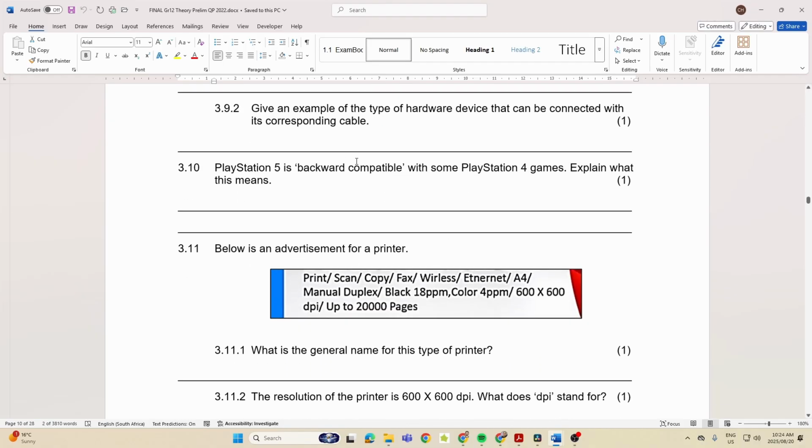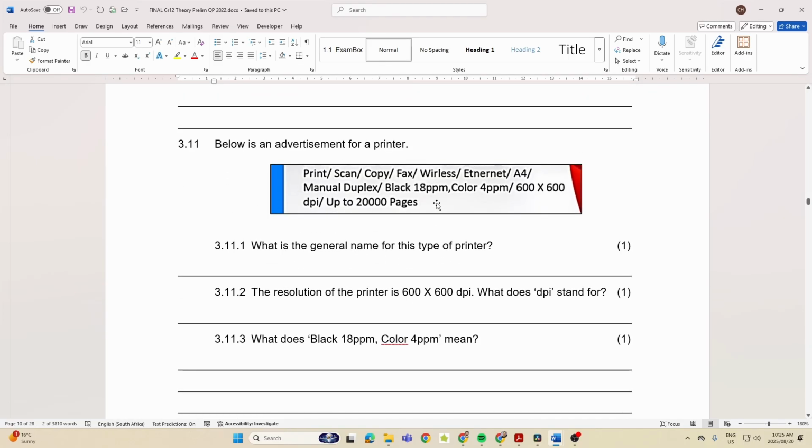All right, PlayStation 5 is backward compatible. What does that mean? It simply means that the newer technology can still read the older technology. So your PlayStation 4 games can still work in a PlayStation 5, but the PlayStation 5 games won't work in a PlayStation 4.